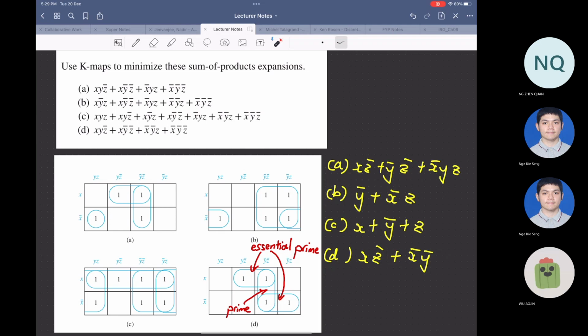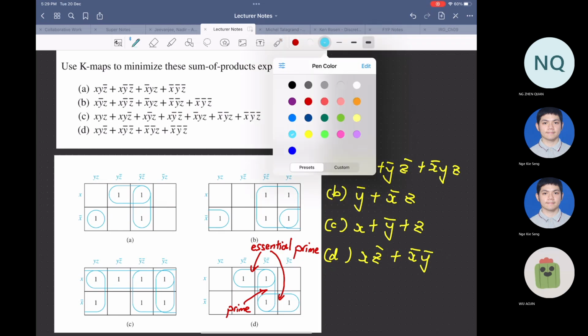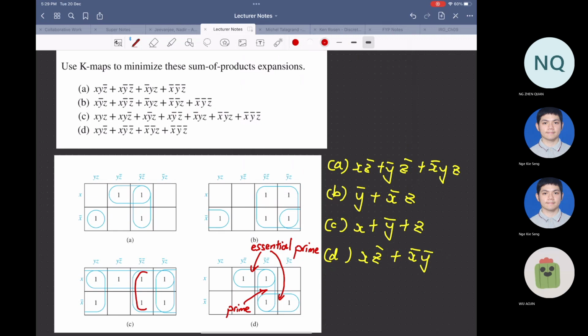So should we learn how to minimize first, or should we learn how to see essential prime first? Okay, let's see how to see essential prime and prime first. Implicants refer to the minterms after minimization. Okay, and then what you call a prime implicant is if you have a block not contained in a larger block, you will call it a prime. So for example, let's say I just make one up myself. Okay, so let's say we got one block here.